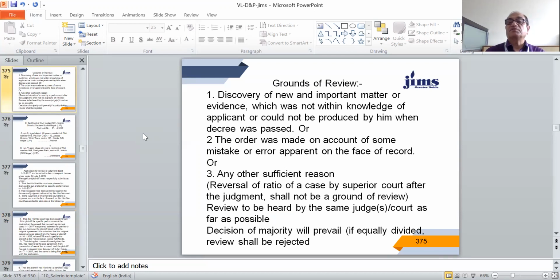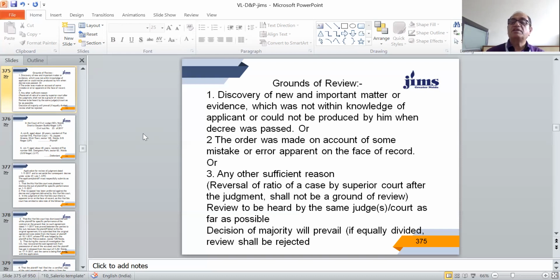Now, what will be the grounds of review? You must know before you start actual drafting of a review petition. Number one, the first ground available to you is discovery of new and important matter or evidence which was not within the knowledge of the applicant or could not be produced by him when the decree was passed. So the first ground is that after the decree or after the order, I have discovered a new and important matter which was not in my knowledge. Suppose a particular deed which was kept by my father in a bank locker.